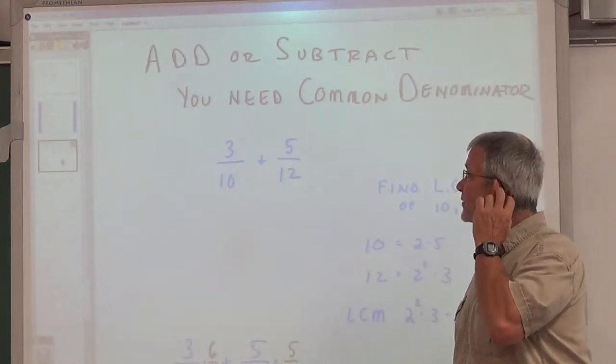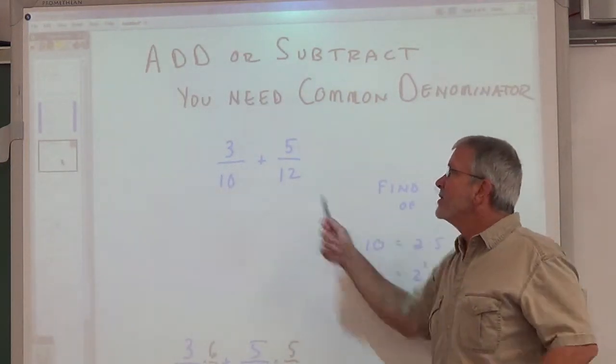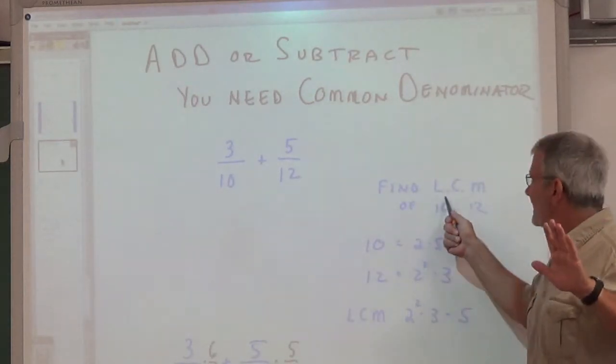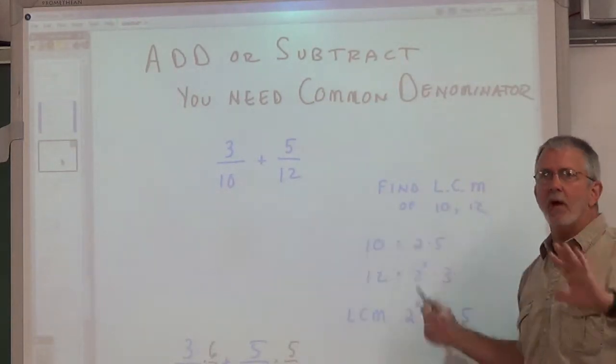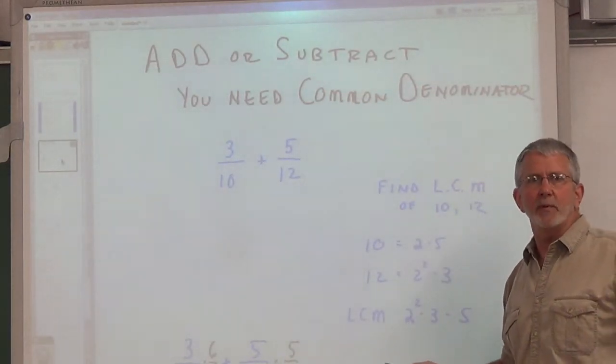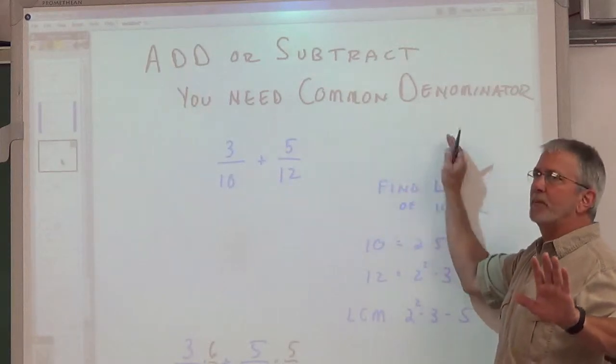3 over 10 plus 5 over 12. I need common denominators, so what I need to do is find the least common multiple of 10 and 12. And I'm probably going to show you a new way to find the least common multiple. A lot of times, people just list the multiples.